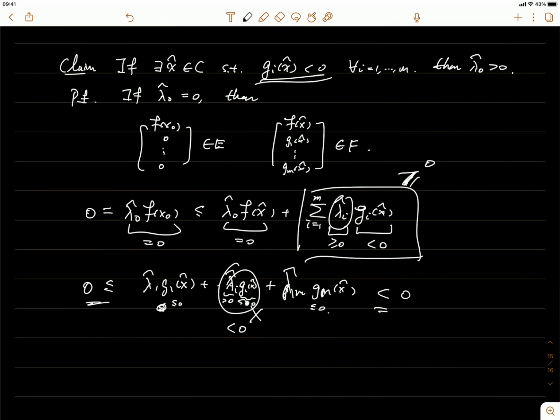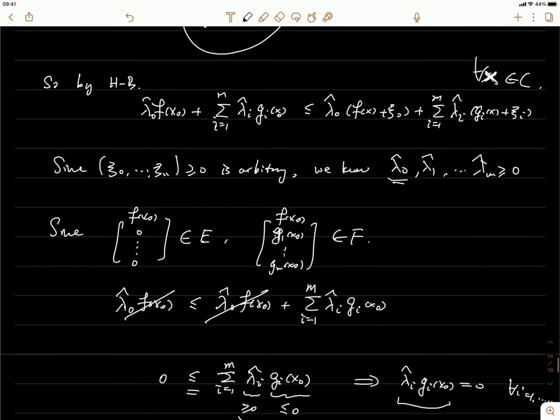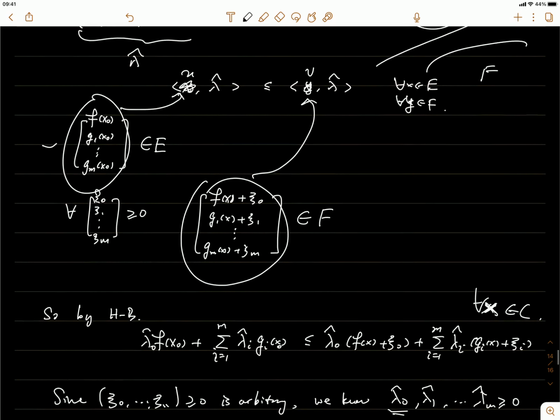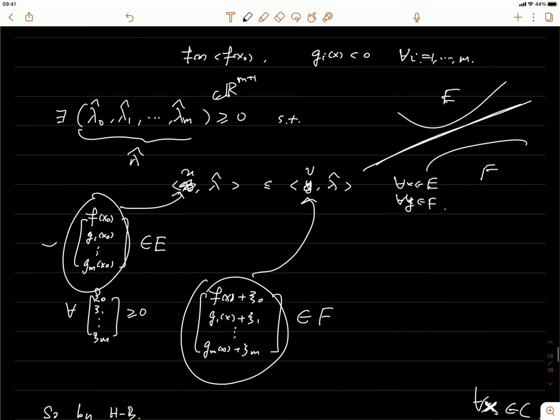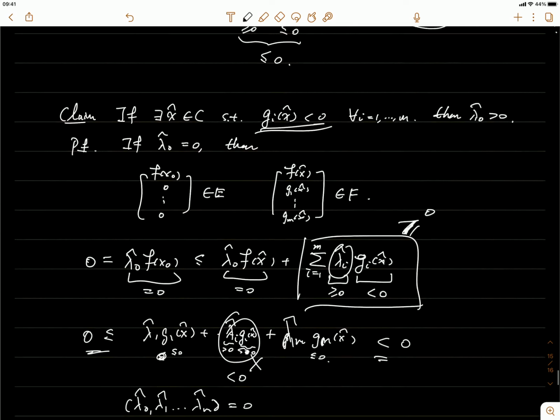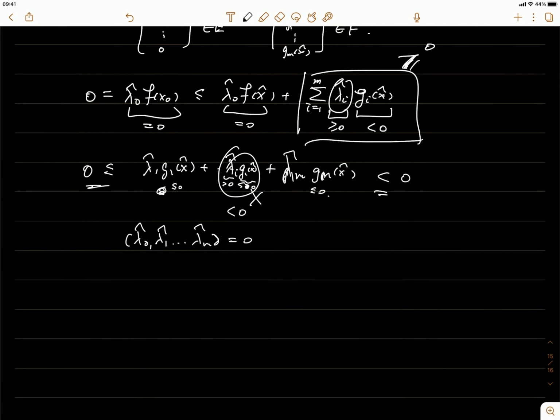Now lambda 0 is equal to 0, and all these lambda i's are equal to 0, and that means the whole vector is 0, and that is a contradiction to the Hahn-Banach theorem, which says that we must be able to find some non-zero vectors to separate this. So there must be some non-zero functional that satisfies, or in this case, a non-zero vector telling us a direction. So that's where the contradiction is. Okay, so this is the contradiction to the Hahn-Banach theorem, saying that this vector is non-zero.